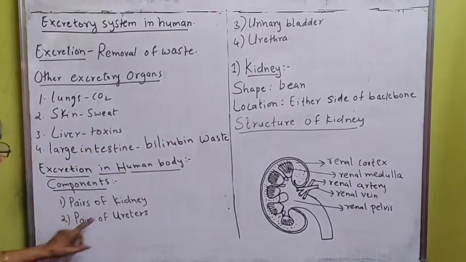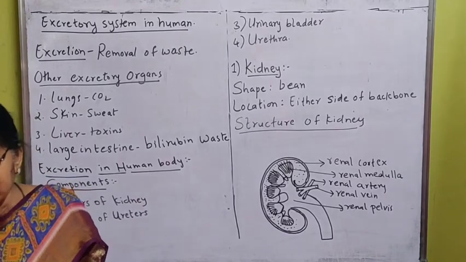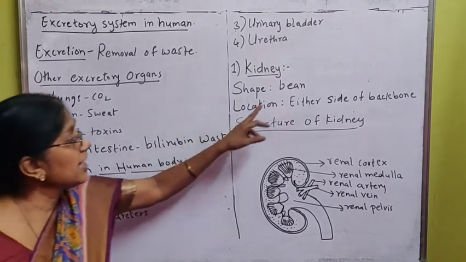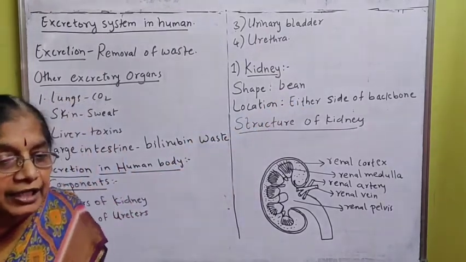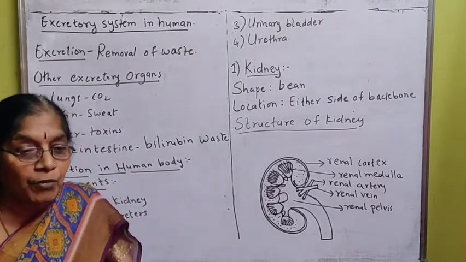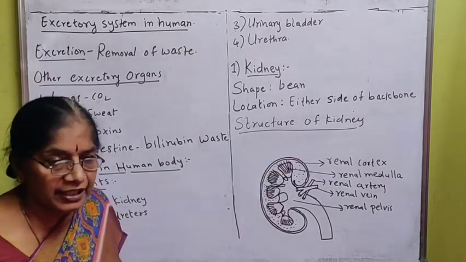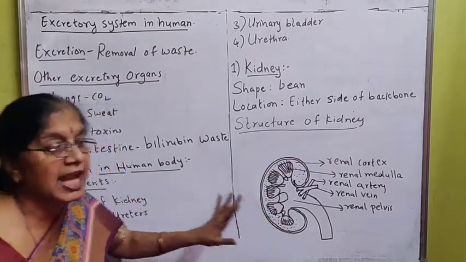Kidney. So the first important part is the kidney. If you see the shape of the kidney, it is in the shape of a bean. Where are they located? On either side of the backbone, and this backbone protects the kidney along with the muscles. Then the structure of the kidney, I will explain in detail.